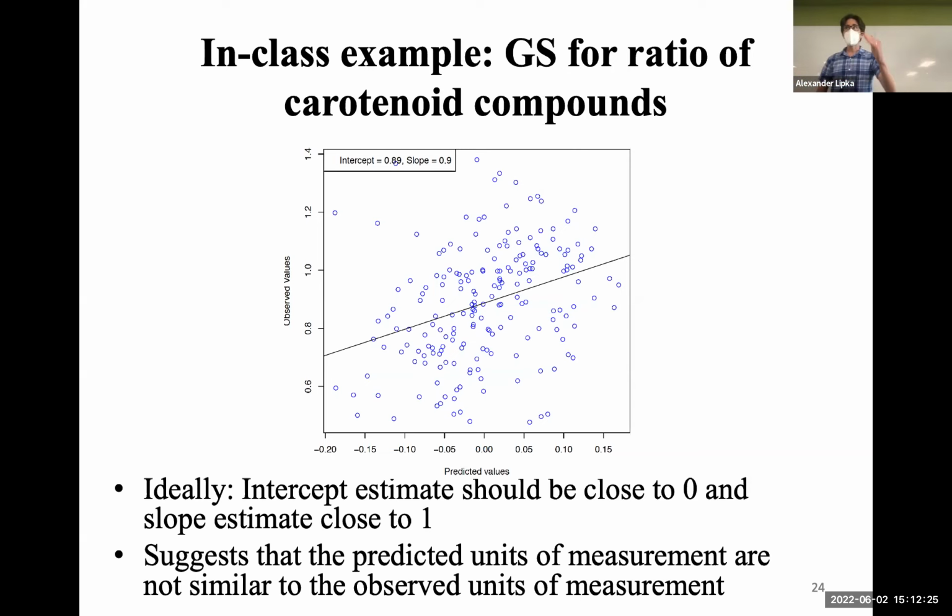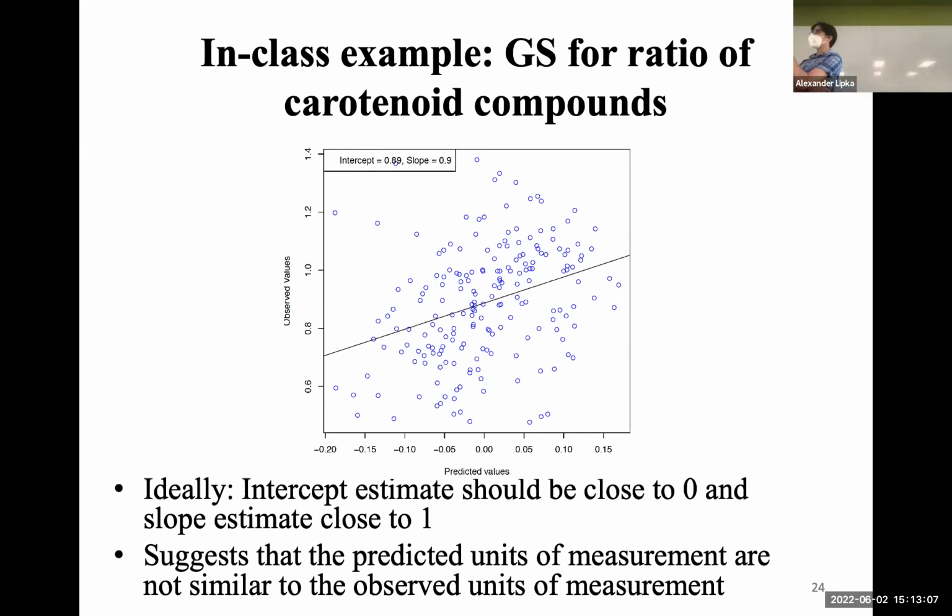So a good genomic selection model should be able to predict genomic estimated breeding values that are in reasonable units of measurement and in a reasonable range of values. This XY graph is really a quality control check. Our x-axis is our predicted genomic estimated breeding values, and our y-axis is our observed values. This line over here is a simple linear regression line that is fitted to these data.